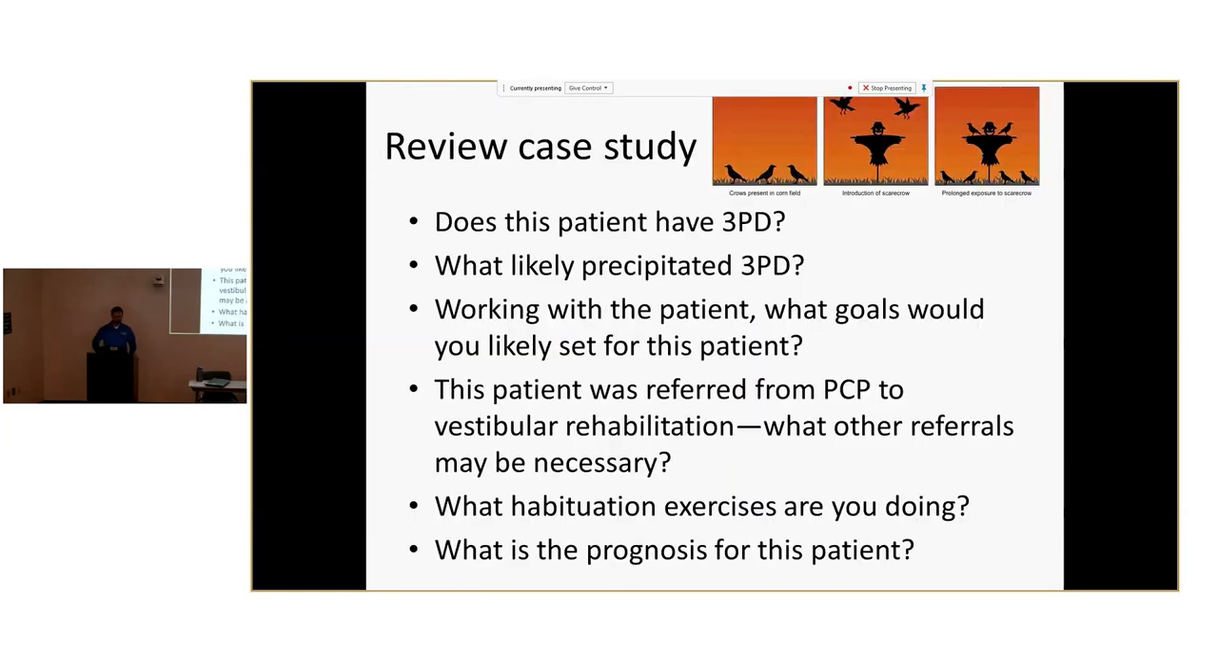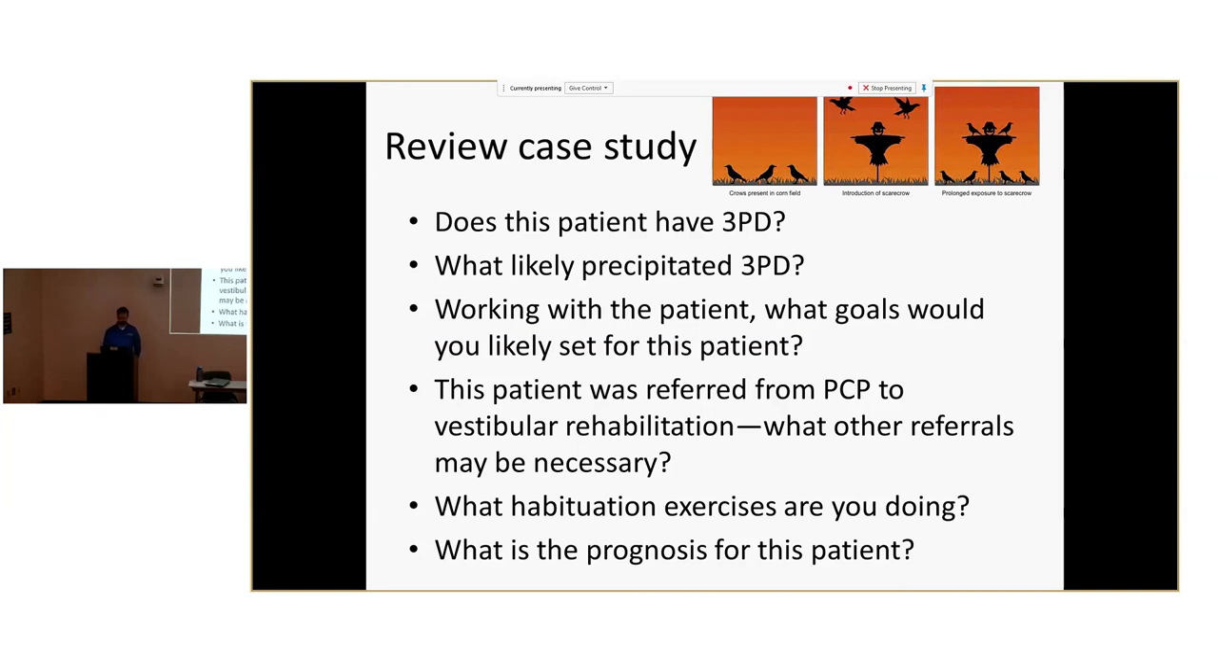So in terms of the case study here, it's showing you an example of habituation with crows and a scarecrow there. Does that patient have 3PD? Okay, yes. If you look through those five criteria, the patient does have 3PD. What likely precipitated 3PD in that patient? Talk a little bit about that. I'm going to guess probably positional vertigo based on their history, but there are certainly other things in play there.